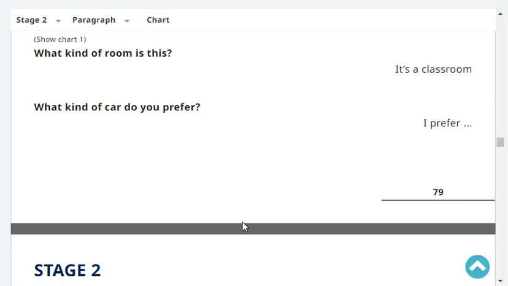What kind of car do you prefer? I prefer a sports car, SUV, sedan. I prefer an SUV. Very good.